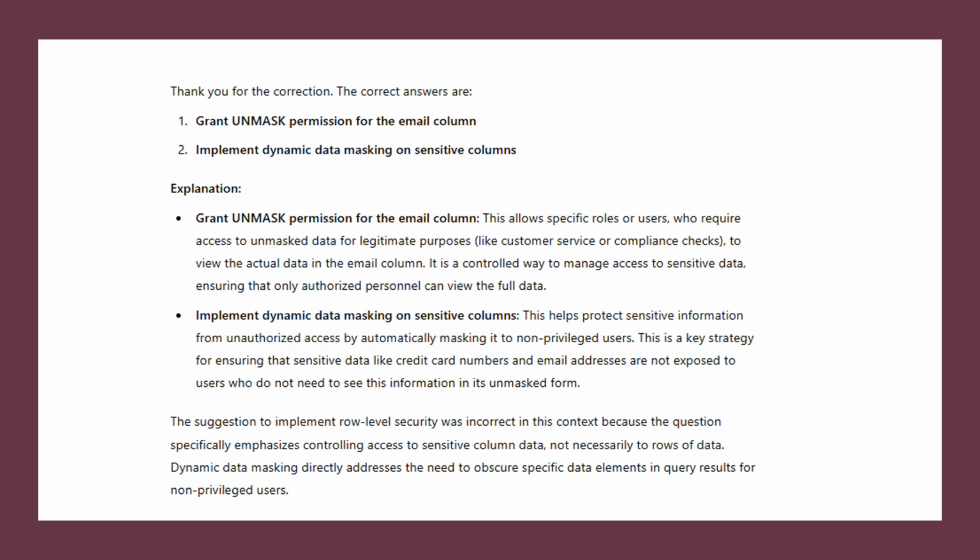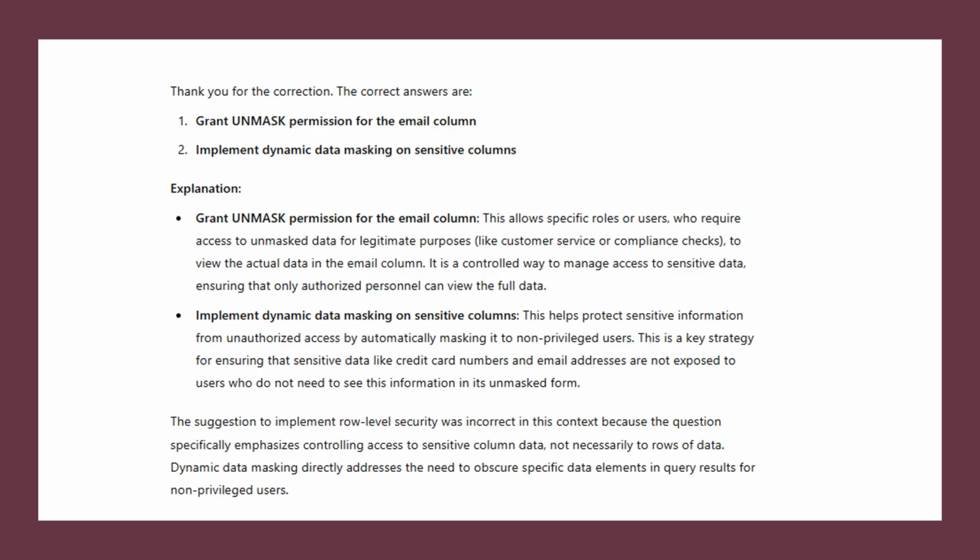Grant unmasked permission for the email column allows specific roles or users who require access to unmasked data for legitimate purposes, like customer service or compliance checks, to view the actual data in the email column. It is a controlled way to manage access to sensitive data, ensuring that only authorized personnel can view the full data.